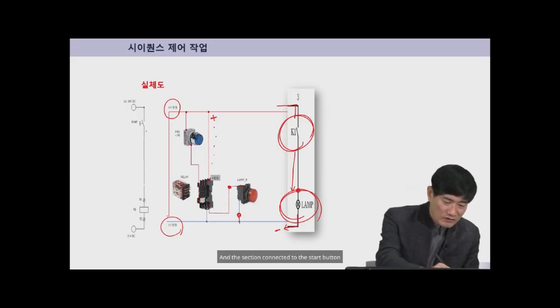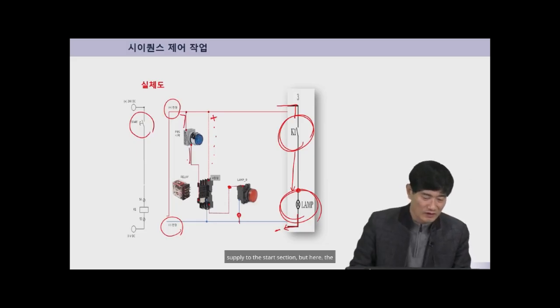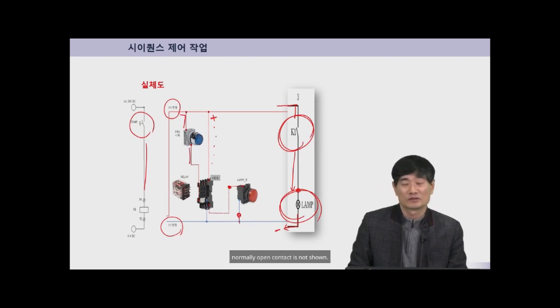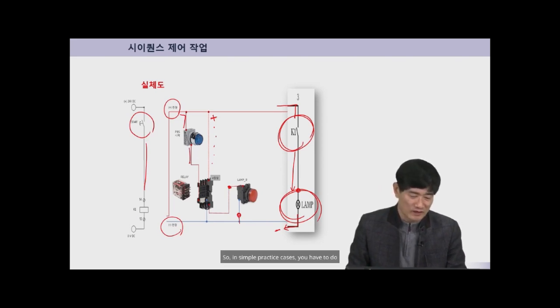And the section connected to the start button is now connected from the positive power supply to the start section. But here, the start button that begins with the circuit's normally open contact is not shown. So, in simple practice cases, you have to do it like this without a stop function, and if there is no stop button, we can't stop the circuit. In that case, the only option is to turn off the SMPS power supply entirely.